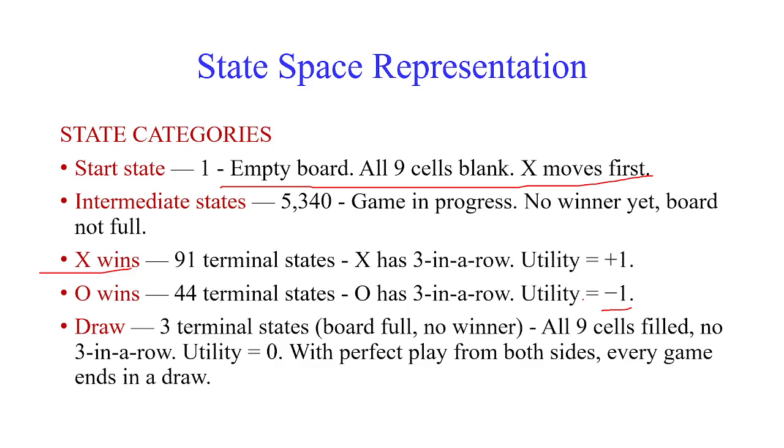If perfect play happens on both sides, X and O, then every game ends in a draw state. Interesting, right? That's an interesting point throughout the discussion. Neither player can force a win if it is an optimal move from both sides.